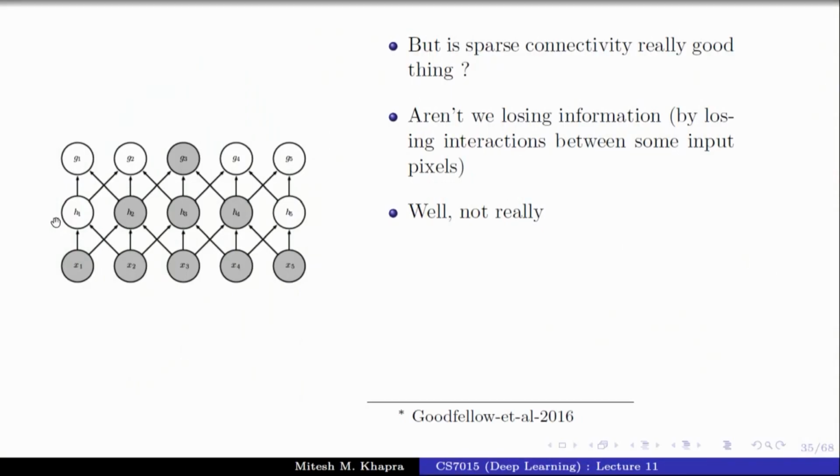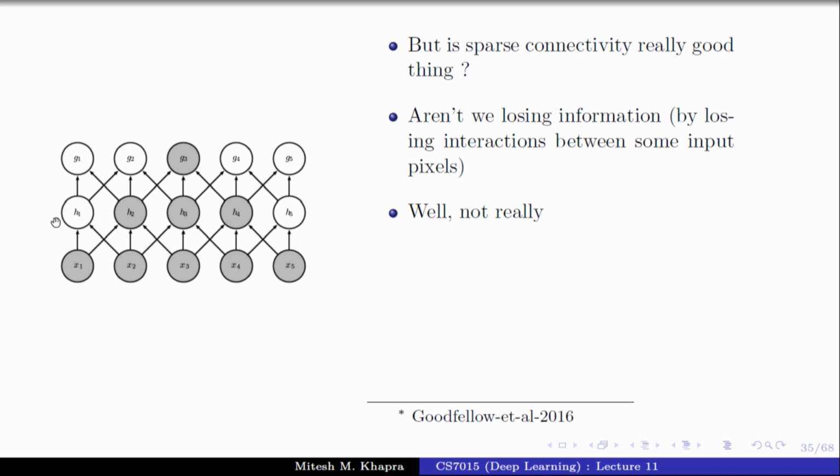What does a sparse connection tell you? That the pixel 1 at the top is not interacting with the last pixel at the bottom. That's what a sparse connection basically tells you, right? But is that really the case? Think of multiple layers. So let's see what happens when you have multiple layers. So look at the input which was x1 to x5.